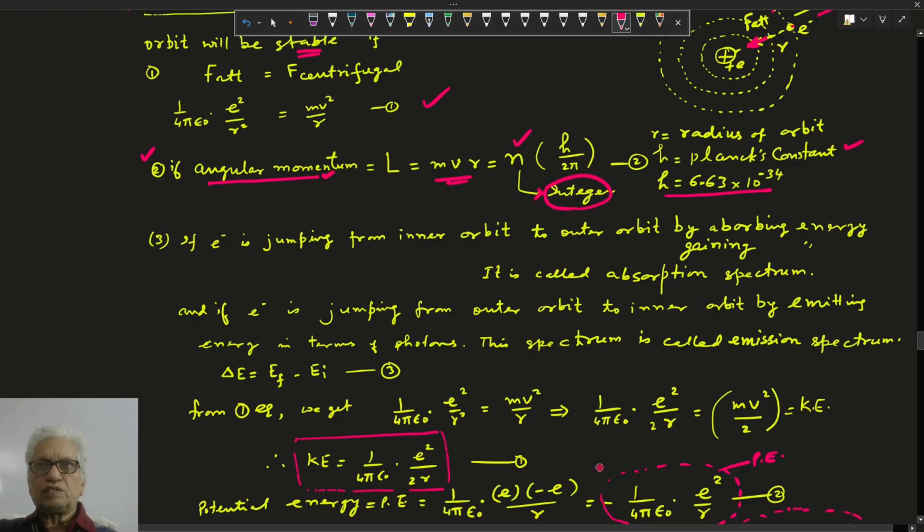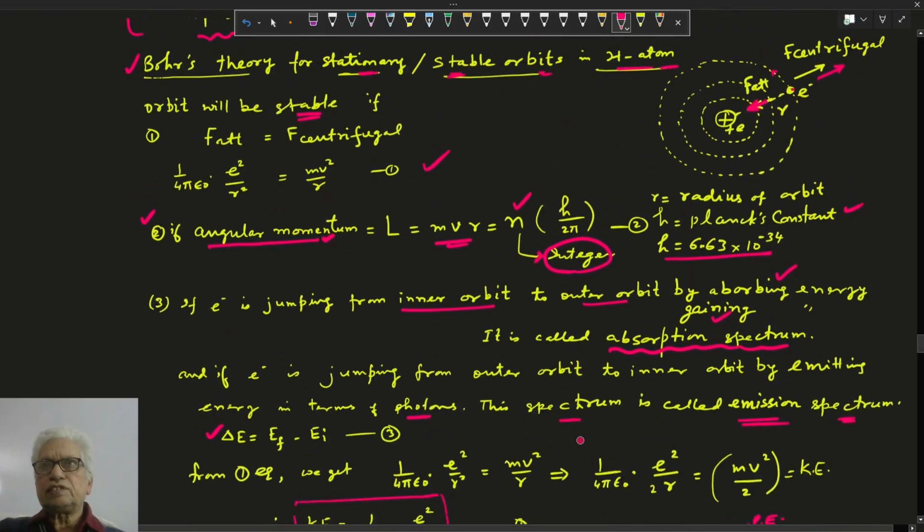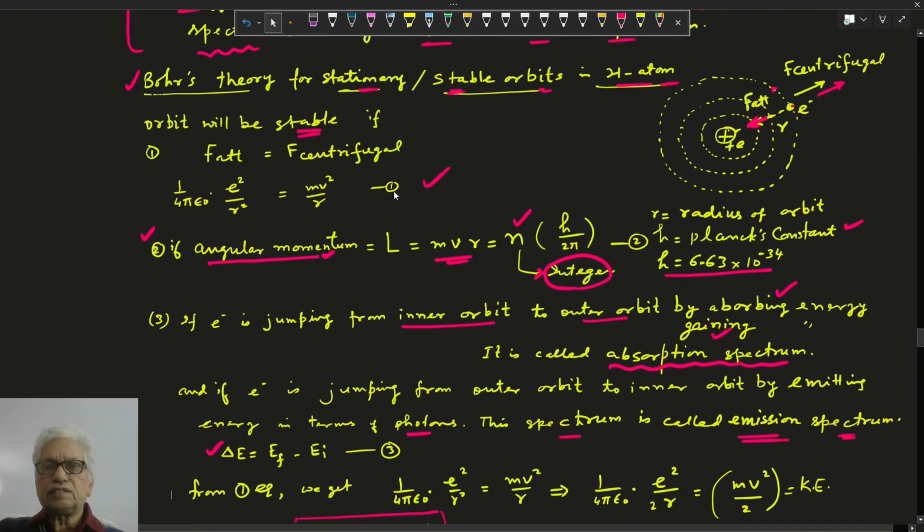And the third postulate: if an electron jumps from an inner orbit to an outer orbit, it is possible by absorbing energy, or gaining energy. It is called absorption spectrum. And when an electron jumps from an outer orbit to an inner orbit, emitting photons, the spectrum is called emission spectrum, where the change in energy is given by final minus initial. Now from equation 1, attraction force is the centrifugal force.